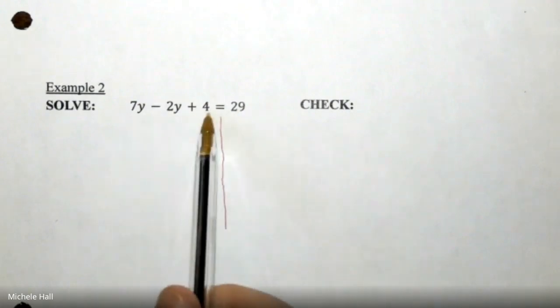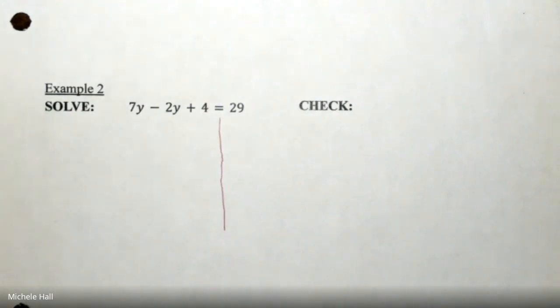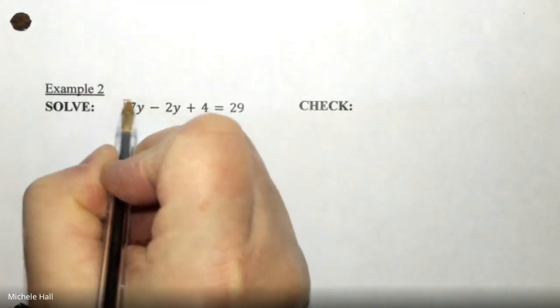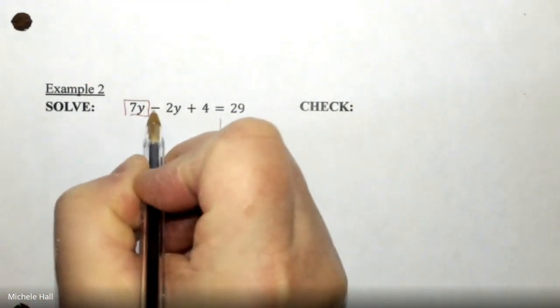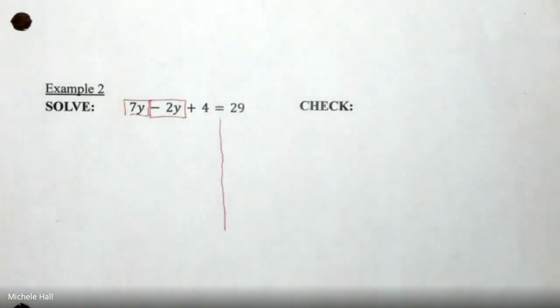What about on the left? Do we have anything? We've been working on combining like terms for this reason right here, Bree. What's a like term? 7y and what? Exactly. The negative sign has to stay with it. That 2y is negative. So we put a box around it, and that shows me that I can combine those two together. 7y minus 2y equals.